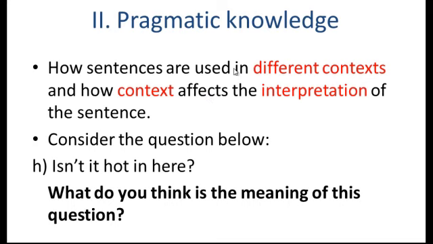We can arrive at a meaning of a word depending on how that word is used in different contexts. We can also arrive at the meaning of a sentence depending on how a person is using the sentences in different contexts. So pragmatic knowledge is all about how sentences are used in different contexts and how context affects the interpretation of the sentence. So pragmatic knowledge is always associated with the context in which something is used, a context in which a sentence is used.